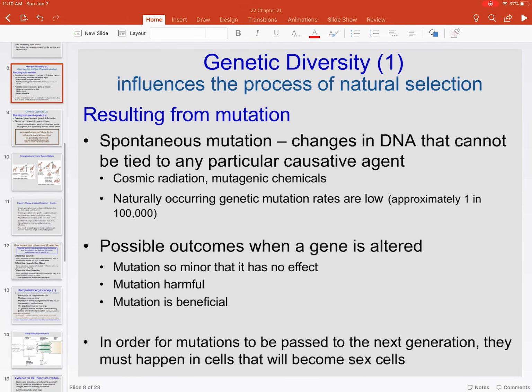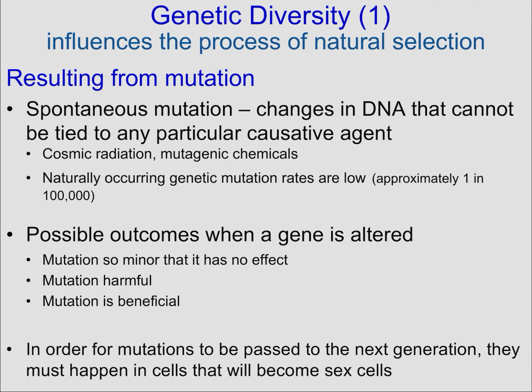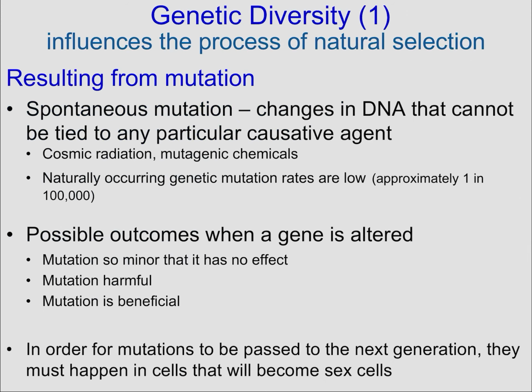Okay, so picking up on chapter 21, we're going to start talking about genetic diversity. Genetic diversity influences the process of natural selection. So remember, we go back, it is the arrow in blue here. One of the ways genetic diversity will occur is from mutation.